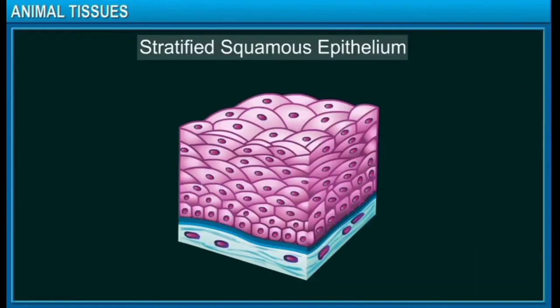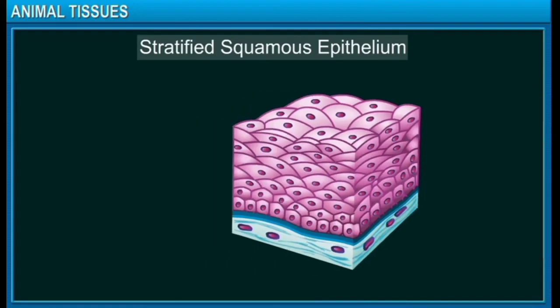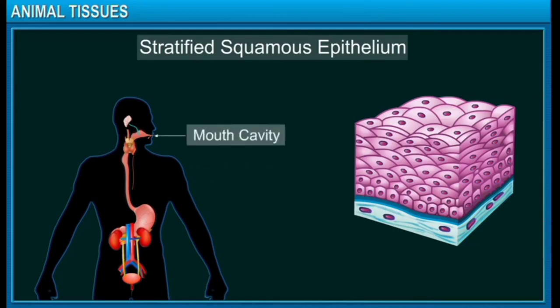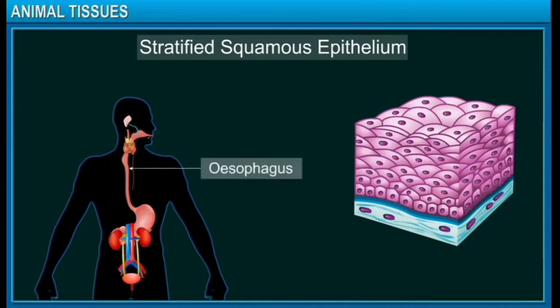Stratified squamous epithelium may have the same or different kinds of epithelial cells. Cells line up one over the other to form stratified epithelium. It is found in places of wear and tear, like the epidermis of the skin, lining of the mouth cavity, and esophagus.